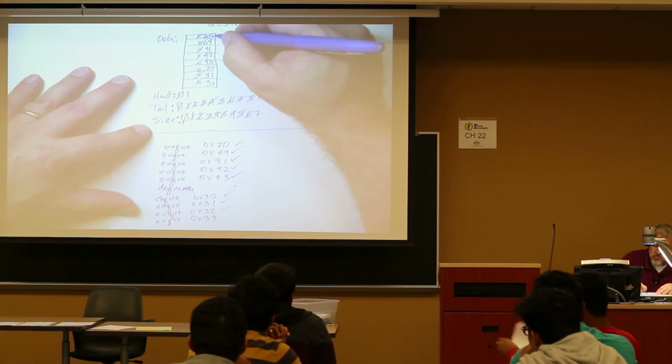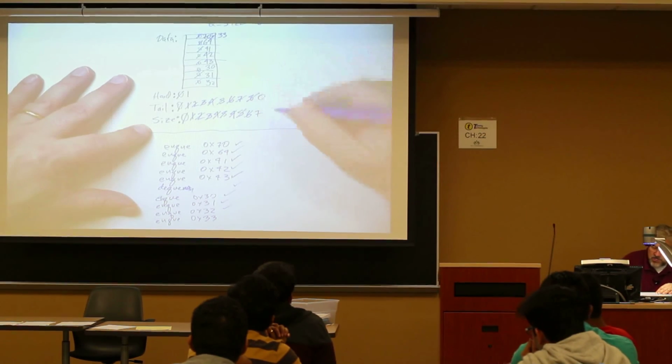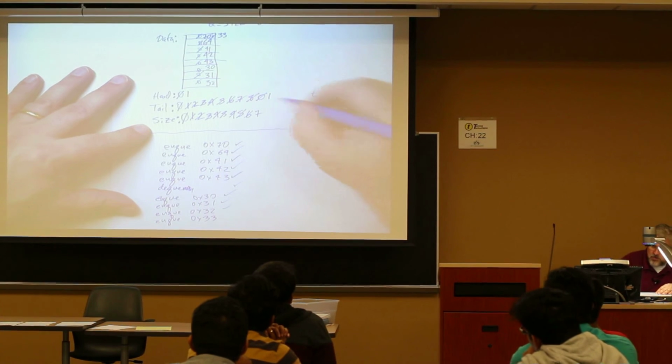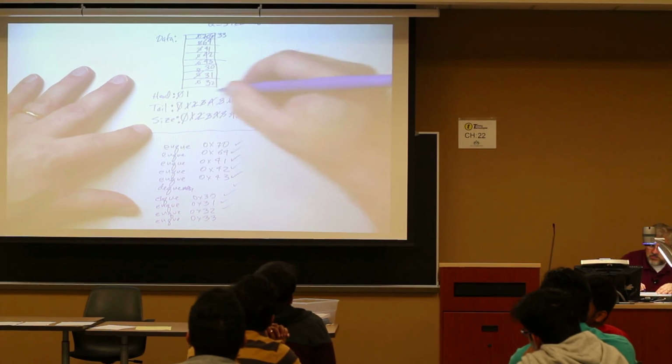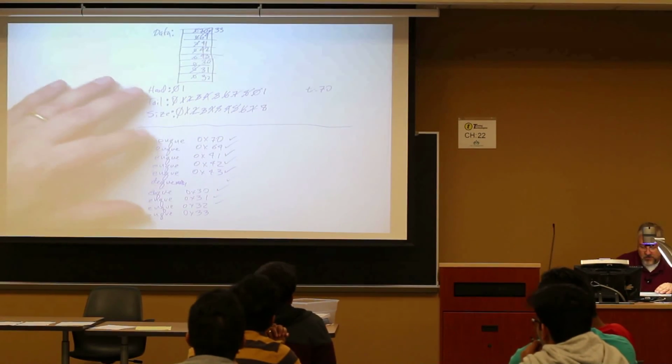Next one, enqueue 33, the size is 7, it'll still fit. We go back up to this location right here. We'll put it up here, because that's where tail says it is. That becomes 1, that becomes 8. No need to worry about wraparound because we've done this.